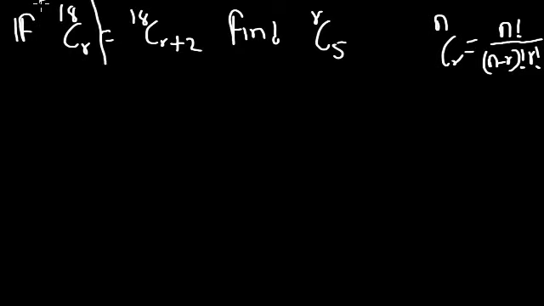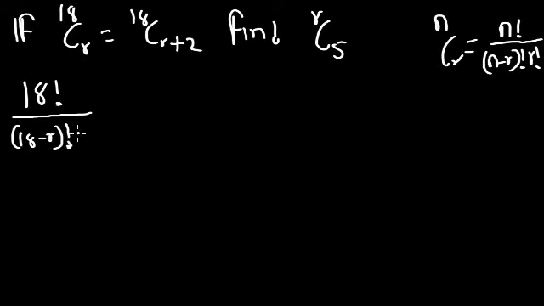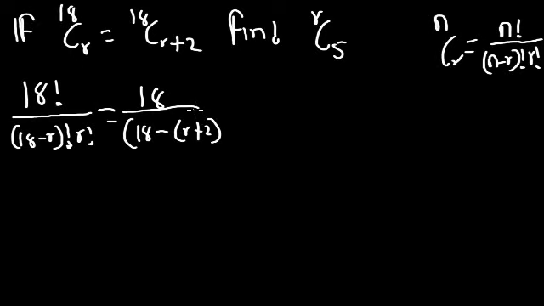Which implies that 18 combination r will result in 18 factorial divided by 18 minus r factorial, then multiplied by r factorial. And this will definitely be equal to the right hand side, which is 18 factorial, divided by 18 minus r plus 2 factorial, then multiplied by r plus 2 factorial. And that's it. So now we can begin the simplification.